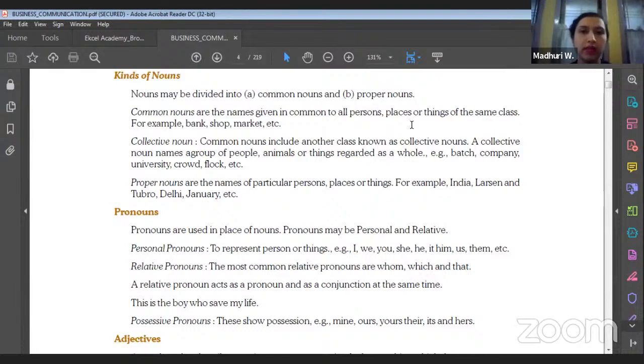It's a common name given to all persons, places, or things of the same class. The next kind of noun is proper noun. What is a proper noun? Okay, so Pratiksha says that a proper noun is particularly something that we point out. Okay, so for example, a person's name, the name of a country, right? The name of a company, the name of an organization, the name of the day of the week, or the month, the year, for example. All of these are proper nouns.